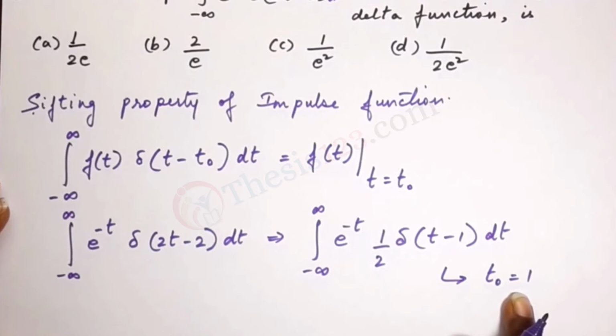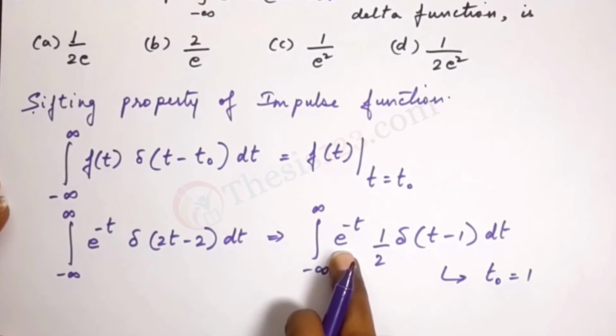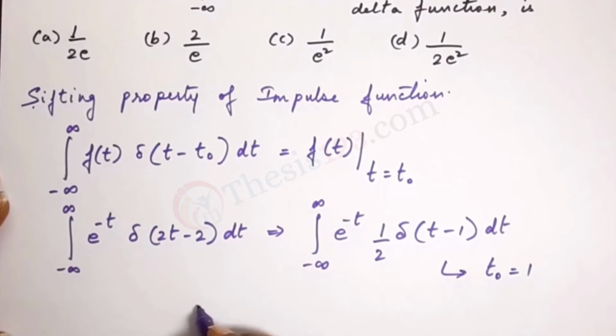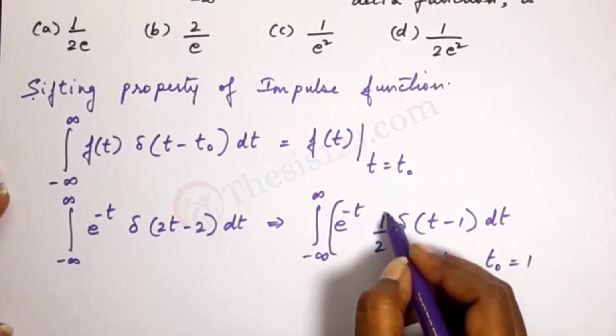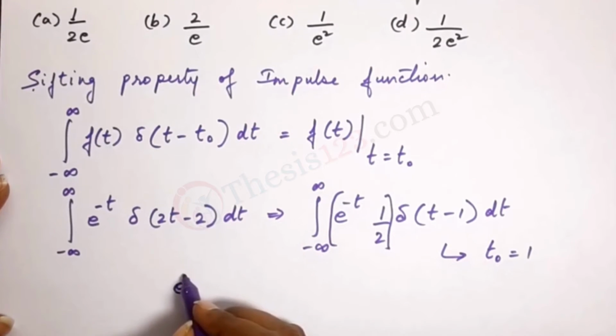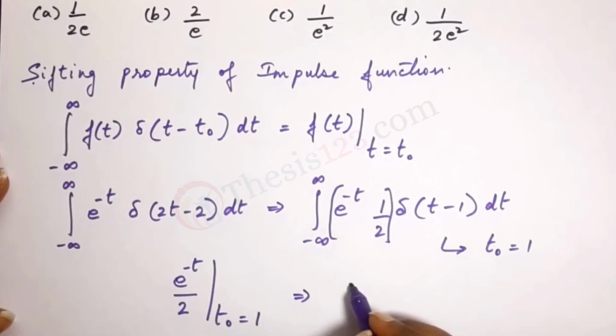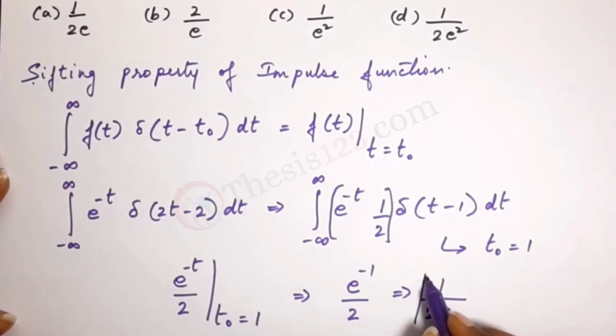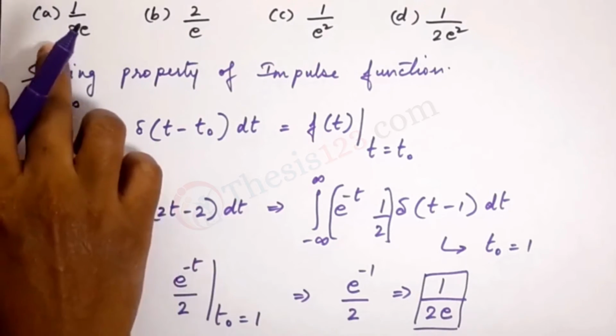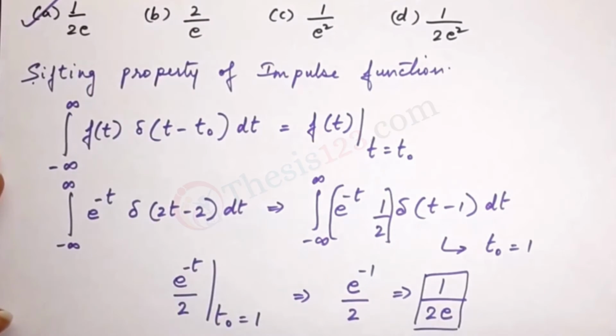So let's substitute into f of t. Now what is f of t here? We take the entire function, e power minus t by 2, at t naught equal to 1. So that's e power minus 1 by 2. And e power minus 1 is 1 by e, so we just take this to the denominator. So the value is 1 by 2e, and 1 by 2e matches option A.